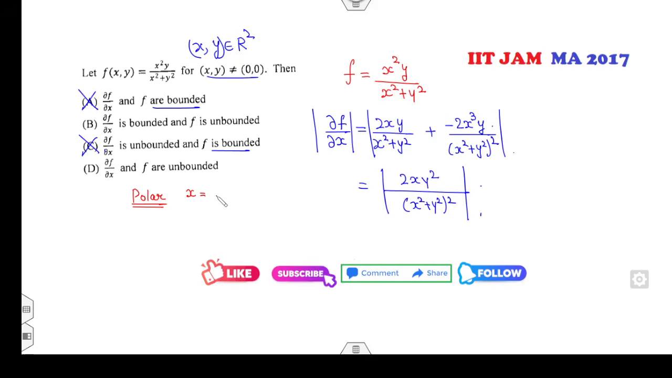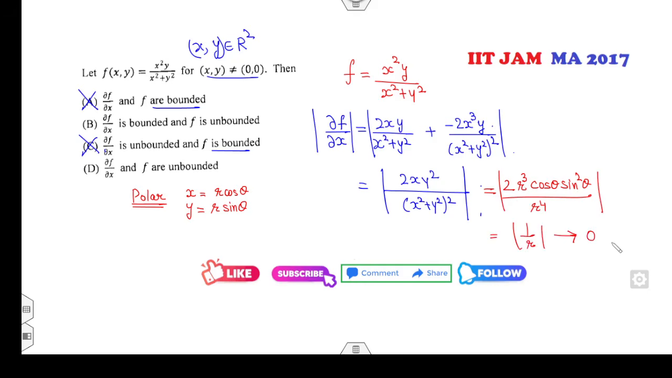x is r cos, y is equal to r sin. So the numerator becomes 2 r cube cos sin square. Denominator becomes r raised to power 4. Fine. So you can see that it becomes 1 over r, and whenever r approaches 0, whenever the radius is infinite, it goes to 0. That means the partial derivative is bounded.